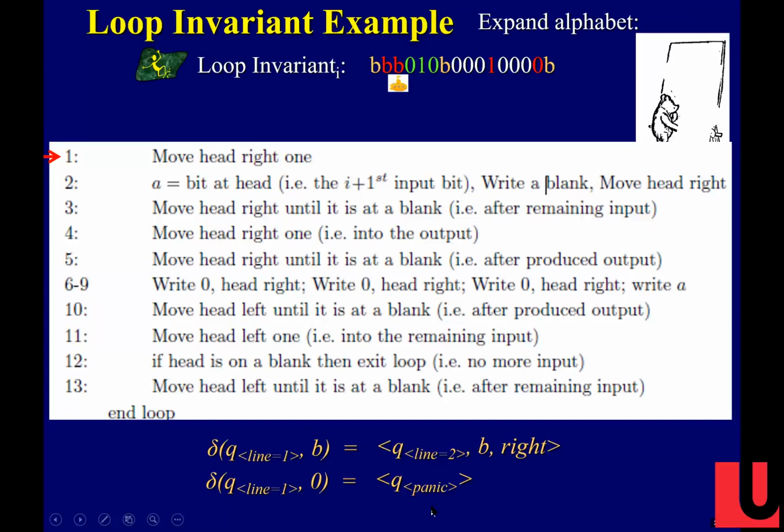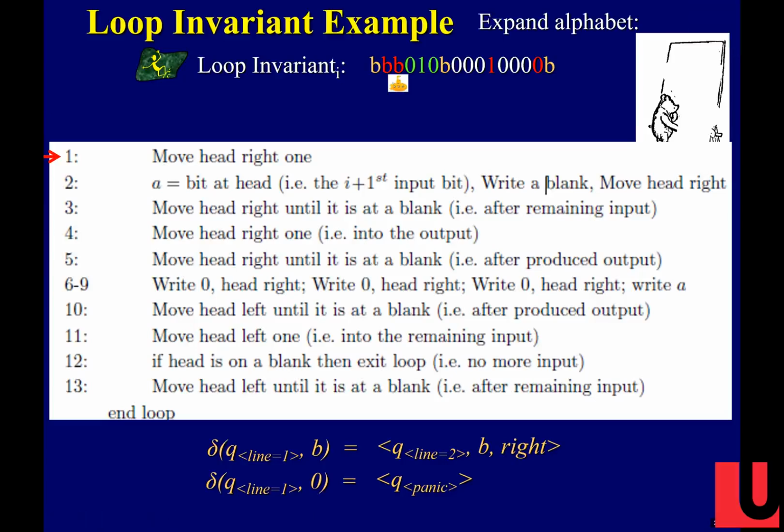Okay. So would it be more accurate to say that line 1 has 3 transition functions? I would say there's one transition function. Line 1 has one state, which is Q line 1, which is one row of the transition function. And the transition function has 3 columns. The 3 columns are: I read a blank, I read a 1, I read a 0.